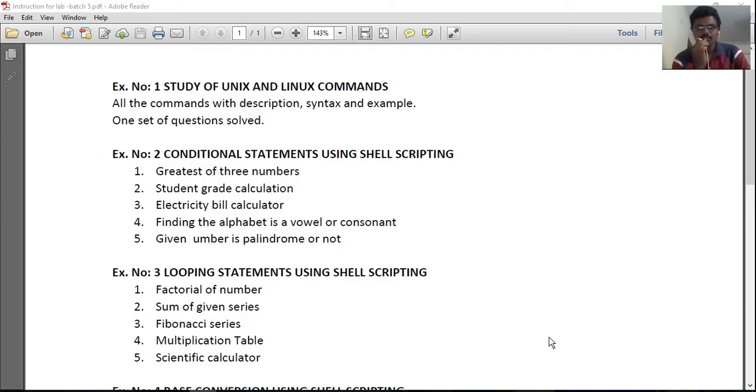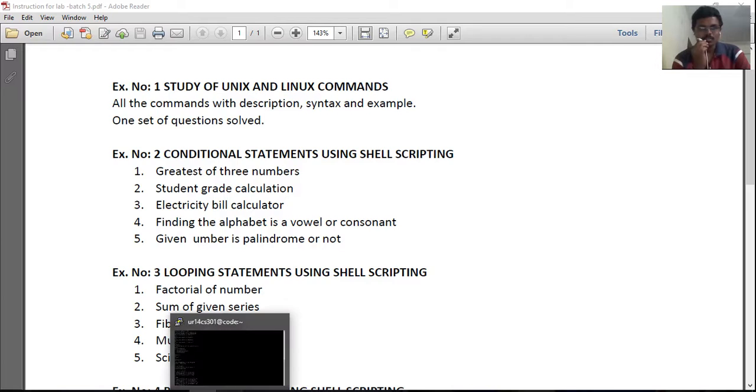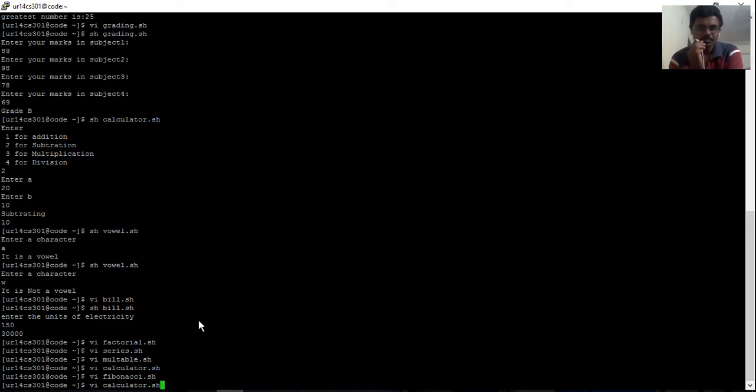Everyone, this is the third experiment of Unix and Linux lab. In this we have to execute the programs related to looping statements using shell scripting. So these are the 5 programs: factorial of number, sum of given series, Fibonacci series, multiplication table and scientific calculator. So the first is factorial of a number.